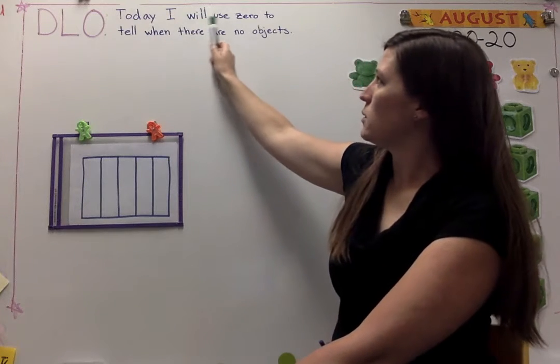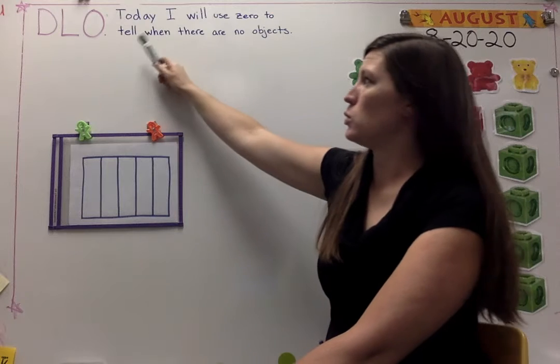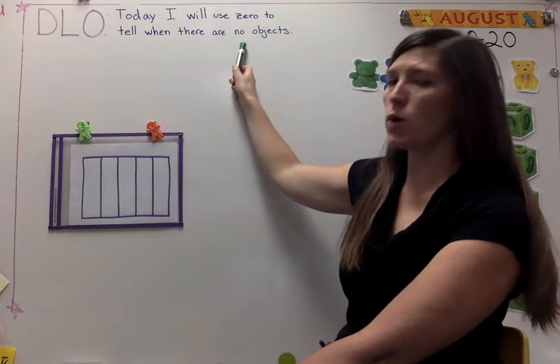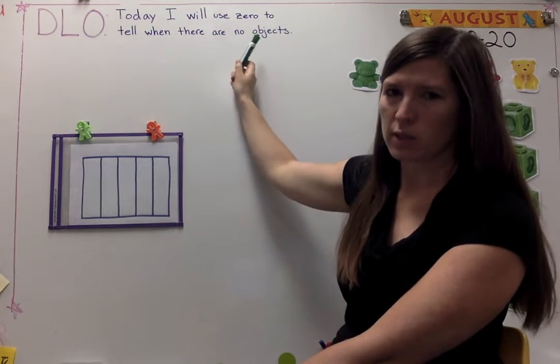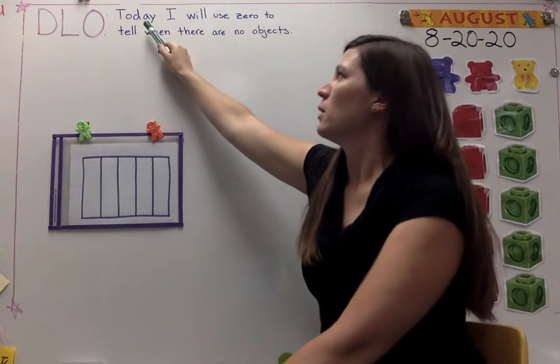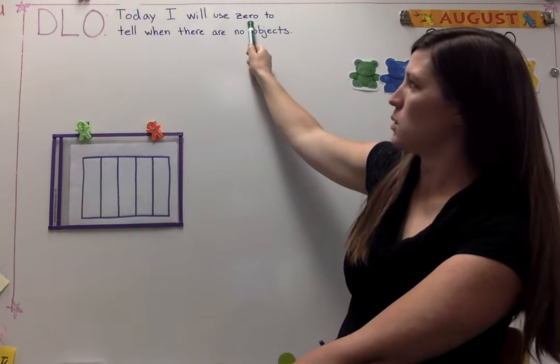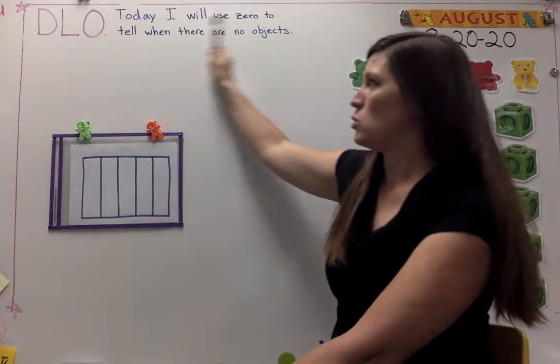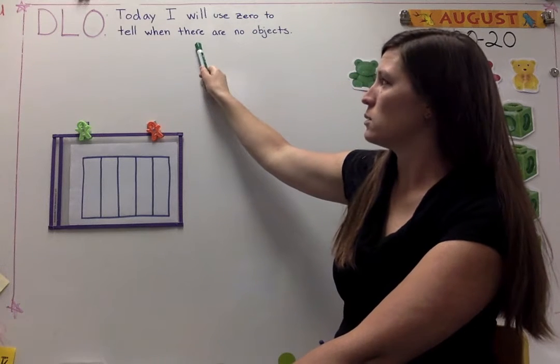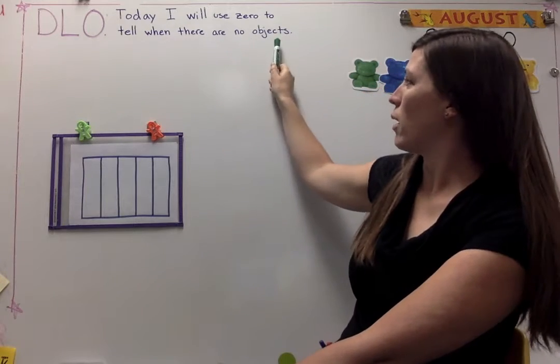Today I will use 0 to tell when there are no objects. I'll go slow because it's a little long. Repeat after me. Today I will use 0 to tell when there are no objects.